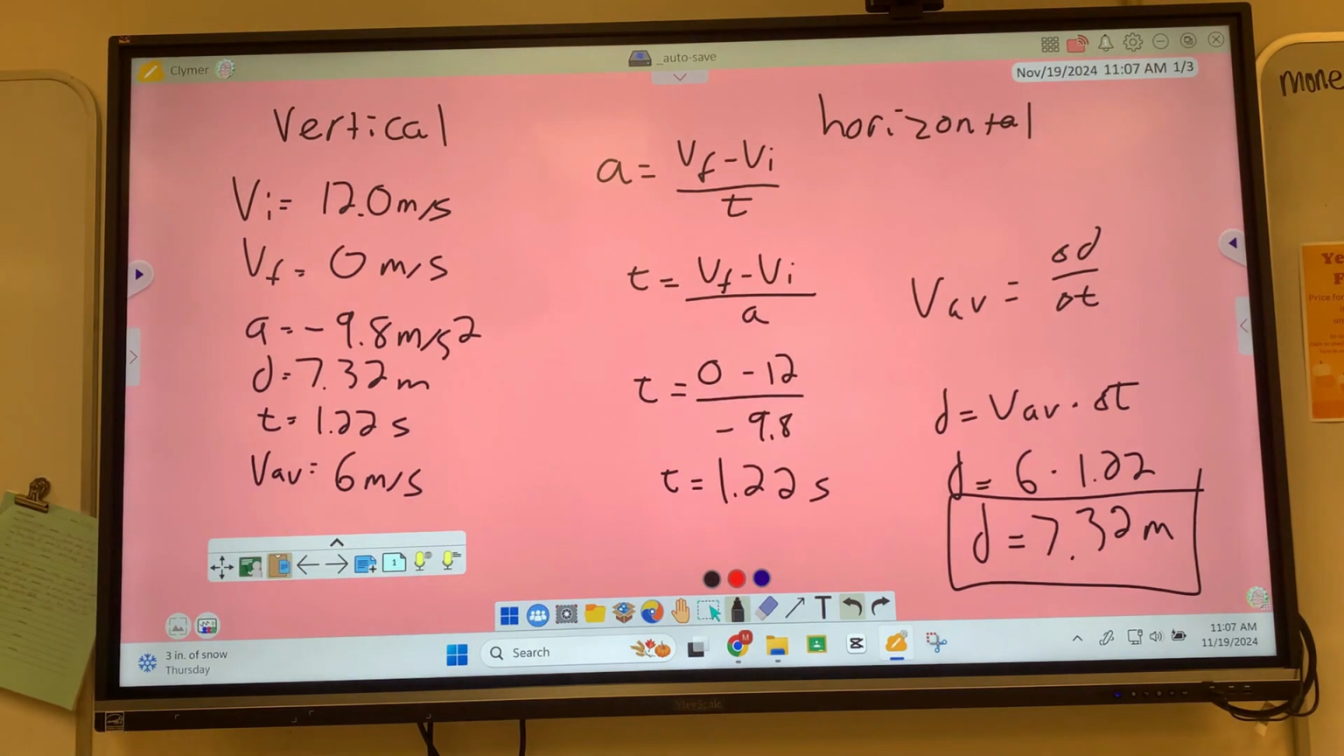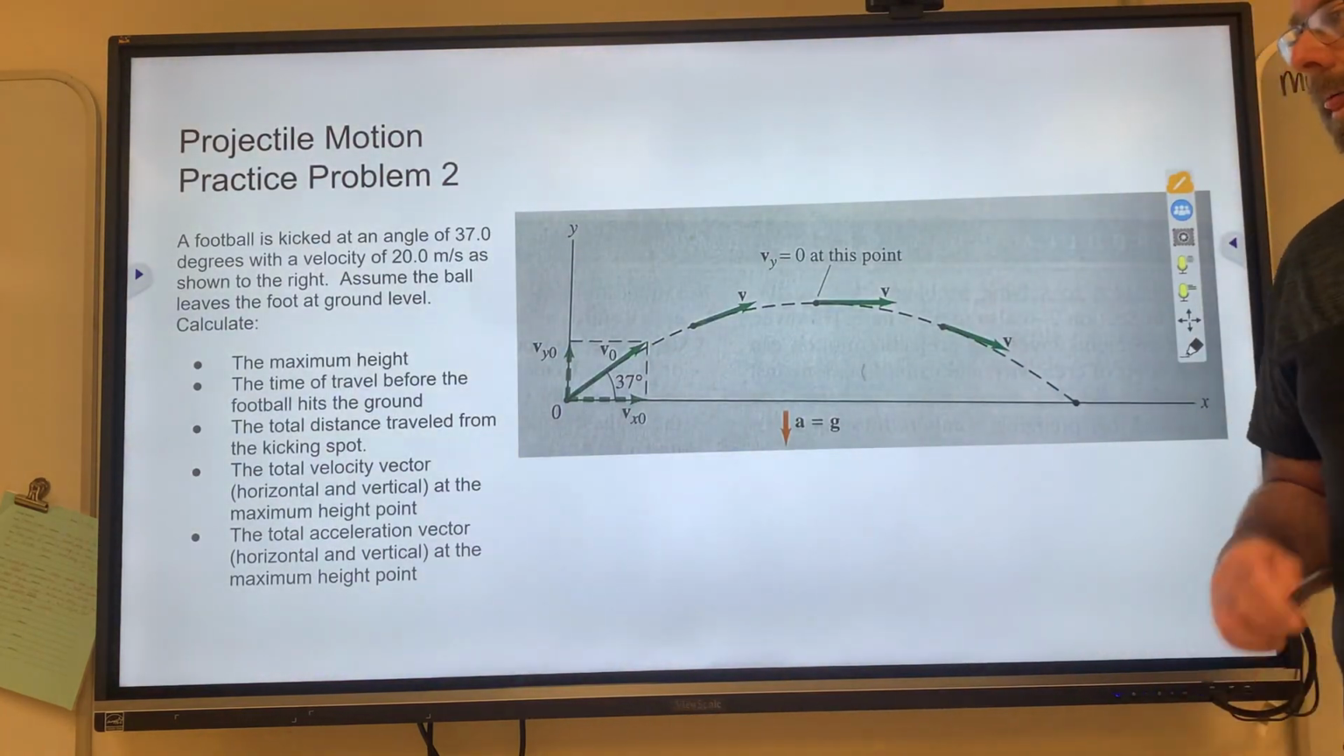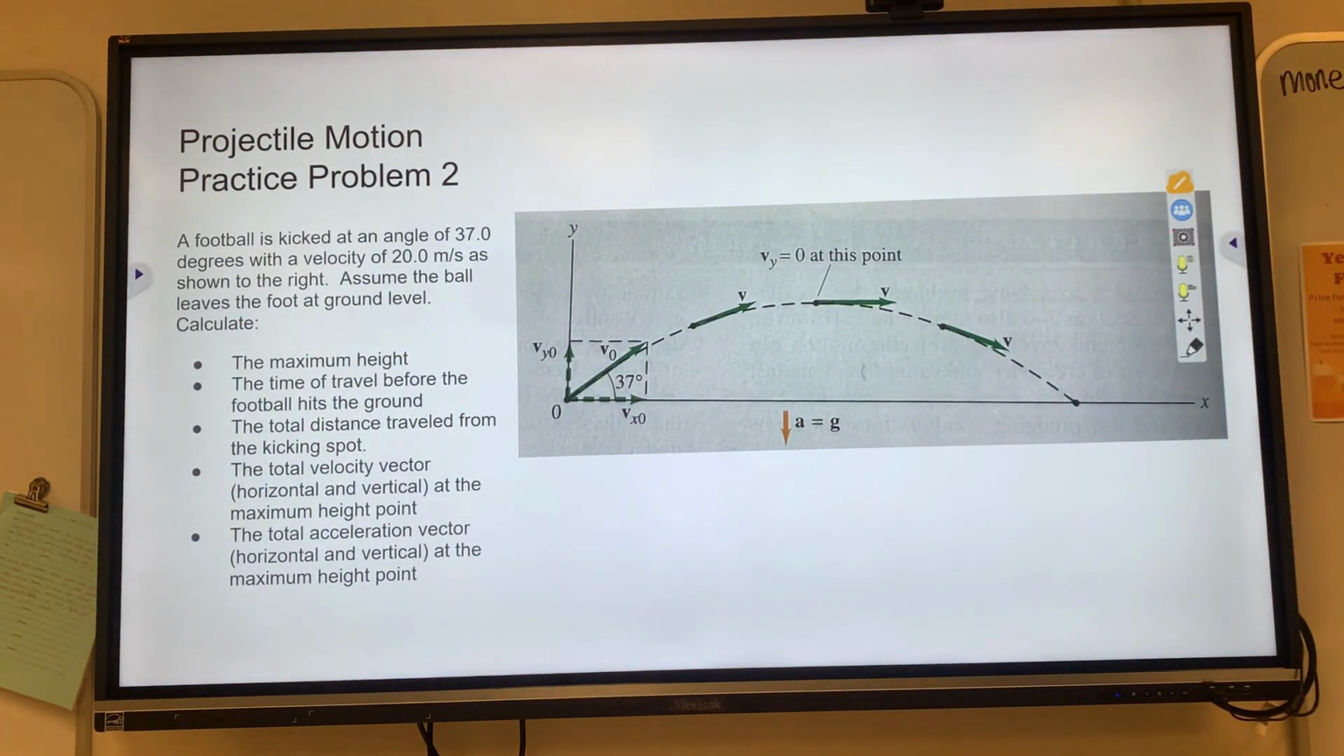So now, again, our first blip was what the question asked us: the maximum height above the ground the projectile, or in this case the football, reached? 7.32 meters. What about the second question? What's the second question ask us, now that we've got a bunch of information figured out? The time of travel before the football hits the ground.